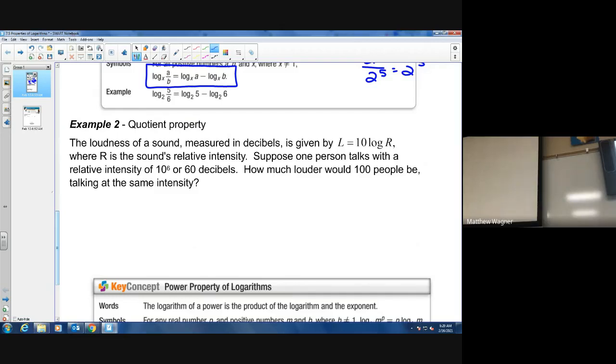All right. Well, let's figure this out. So we know the loudness is looking at 10.